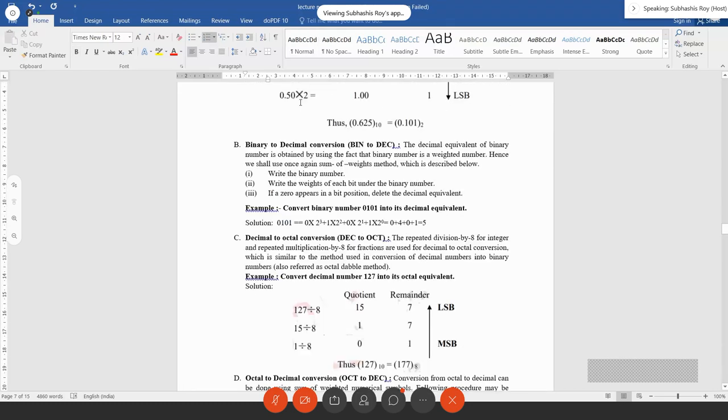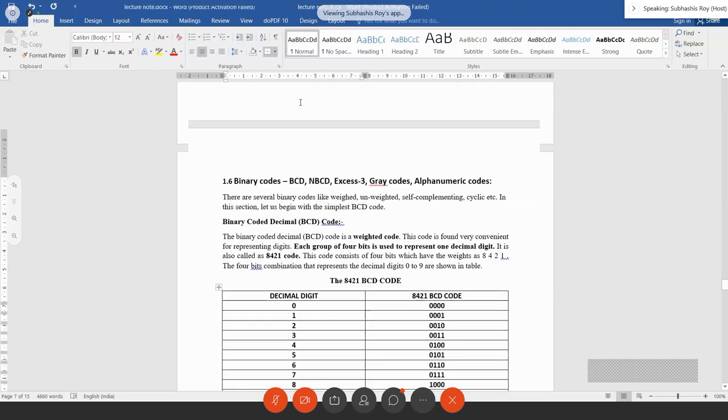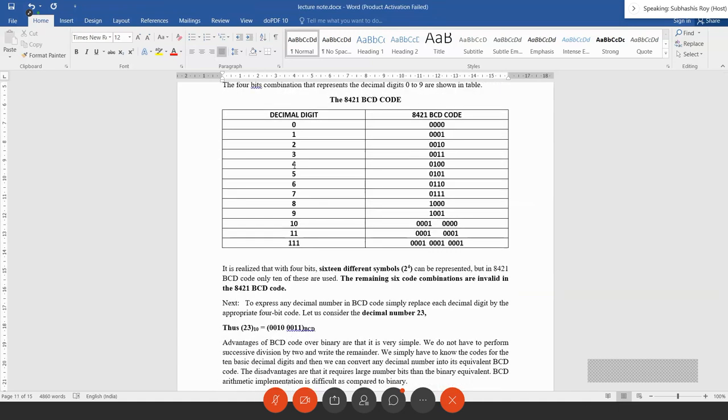But the representation of this number into BCD is very straightforward, very simple. What you need to know is the representation for one. You know that 0001 is the representation for one. So you can directly represent this number into BCD. So 00001. So you can understand.